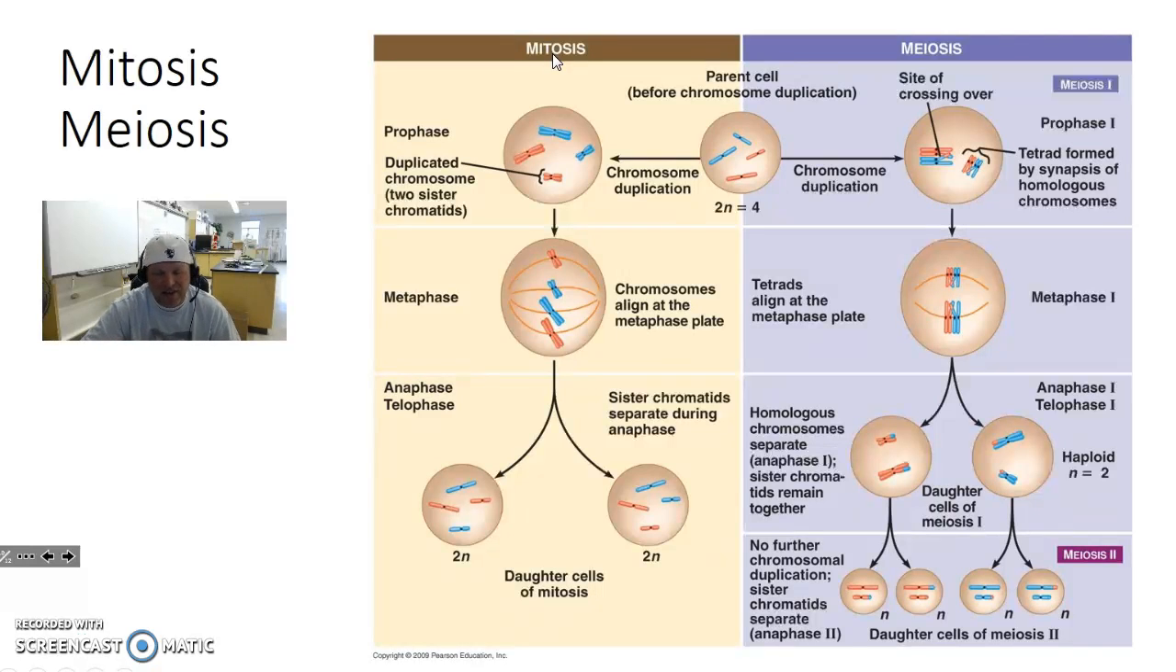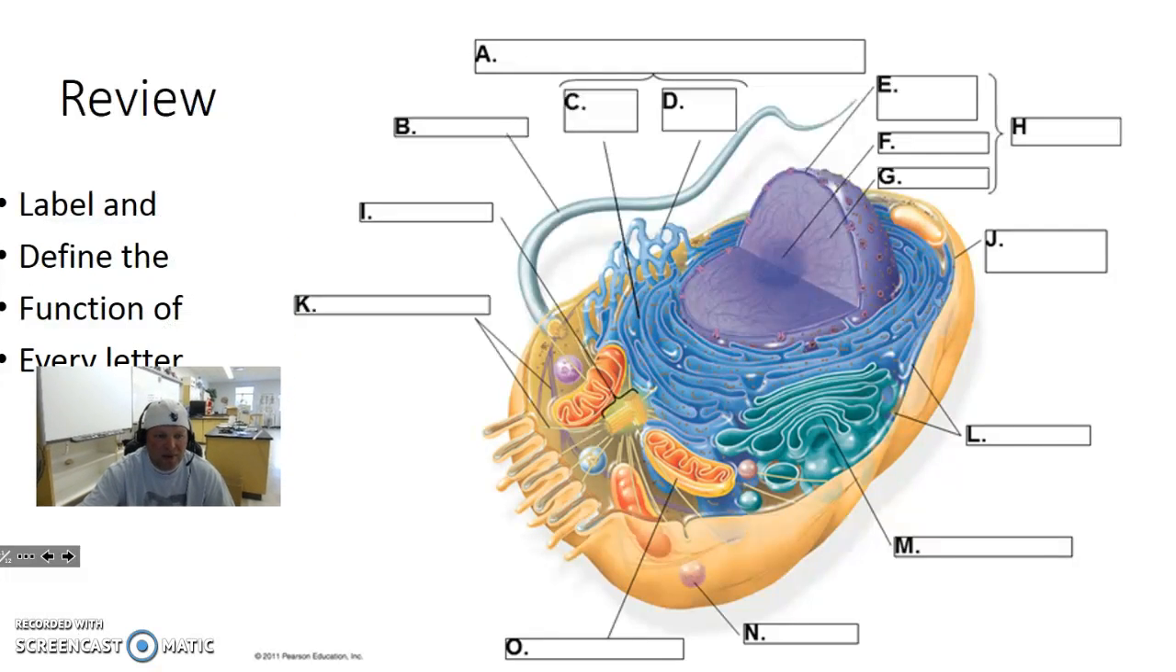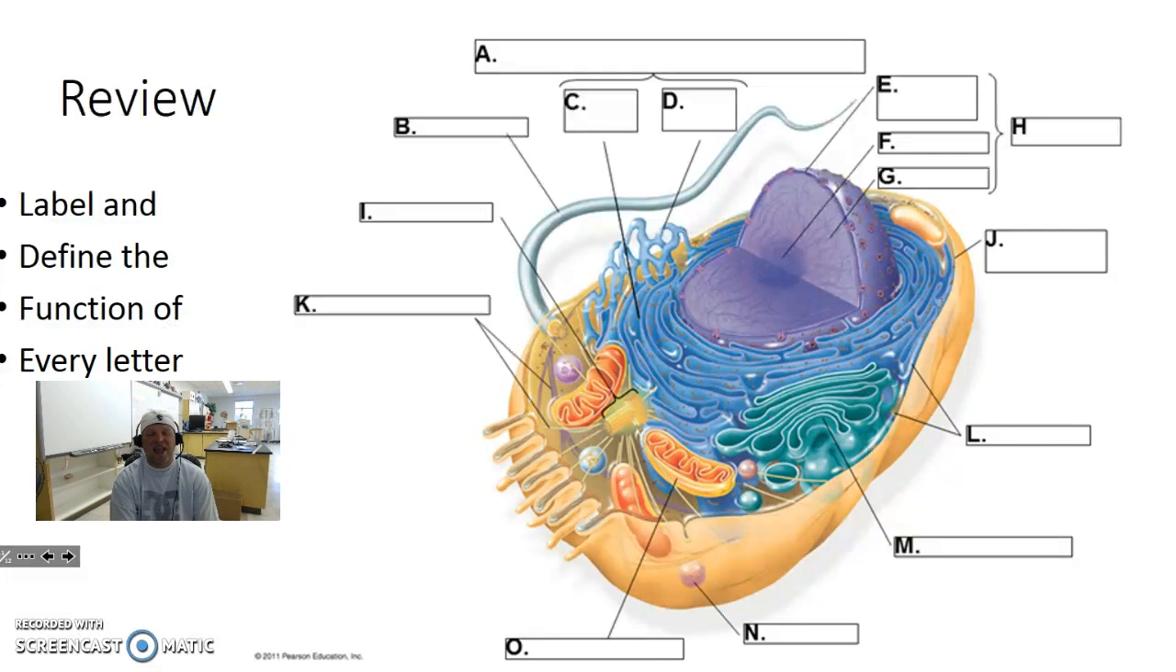You knocked them all out. So here's your review. Your review is the following. Look at this diagram and do the best you can. Label every letter. Not only label every letter, put what they do, and then you'll be ready for the test. Some of these are going to be a little harder than others. The answer key is coming right up.